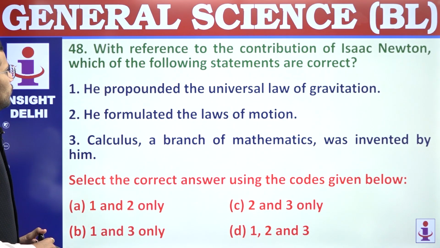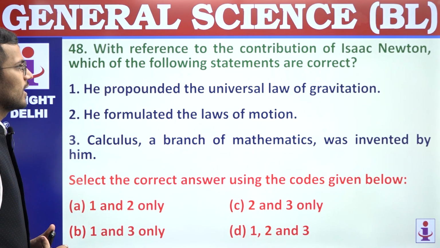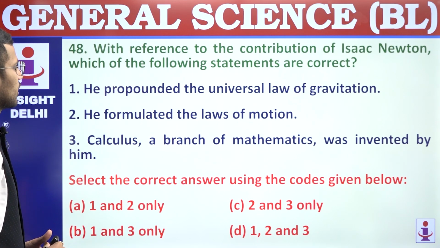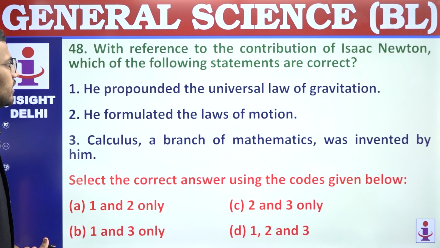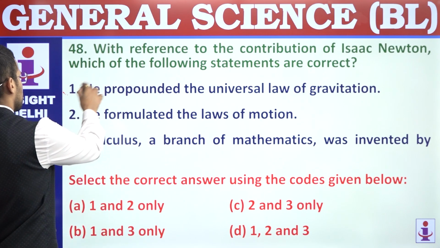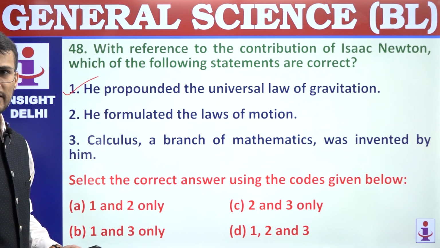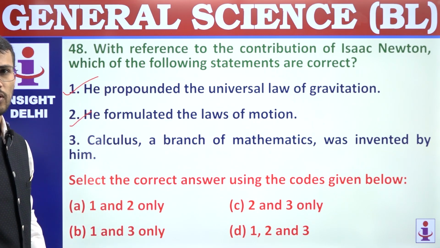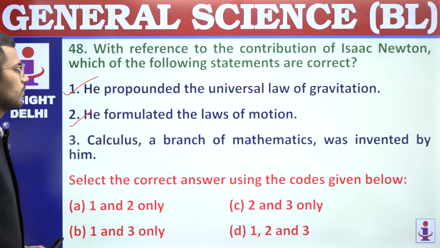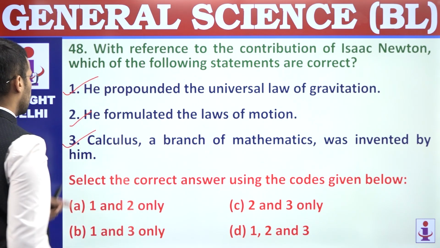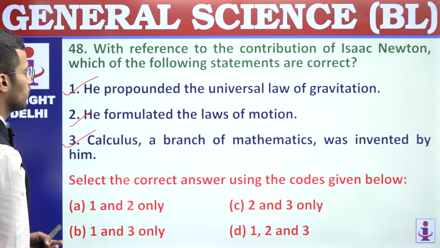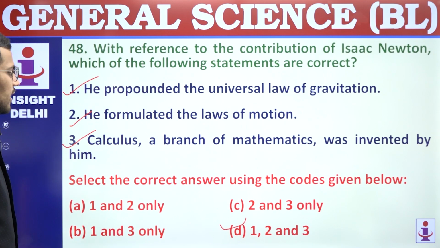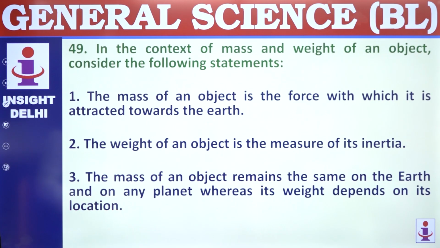48. With reference to the contribution of Isaac Newton, which of the following statements are correct? First, he propounded the universal law of gravitation. Correct statement. He formulated the laws of motion. Correct statement. Calculus, a branch of mathematics, was invented by Newton. Correct statement. So all these statements are correct. We are supposed to find out correct statements only. Answer is D. Question number 48, answer is D.